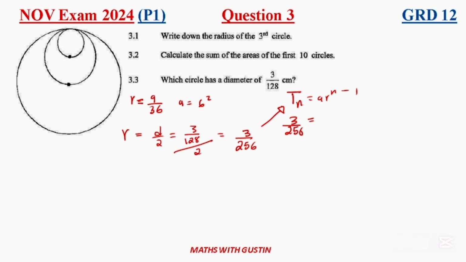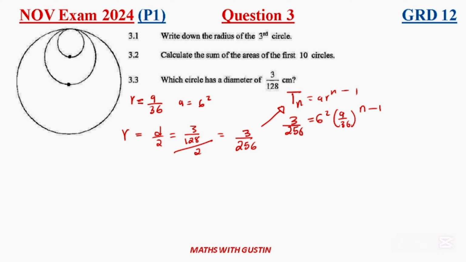Okay, let me just check something here, guys, on my calculator. Our first term should be 6 squared. Okay, like we did it earlier, our first term is 6 squared. R is what? It's 9/36 to the power of n minus 1. No, sorry, to the power of n minus 1, but I'm writing 10 there, n minus 1.